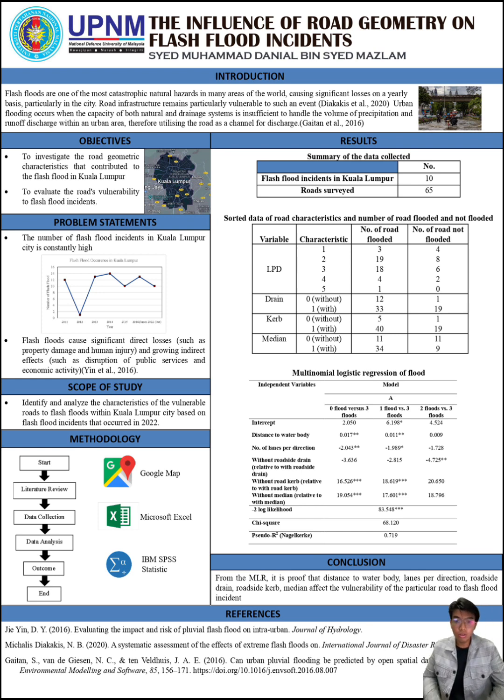The conclusion of this study, from the multinomial logistic regression, is that I can conclude that distance to water body, lanes per direction, roadside drain, roadside curb and median affect the vulnerability of the particular roads to flash flood incidents in Kuala Lumpur for the year 2022.